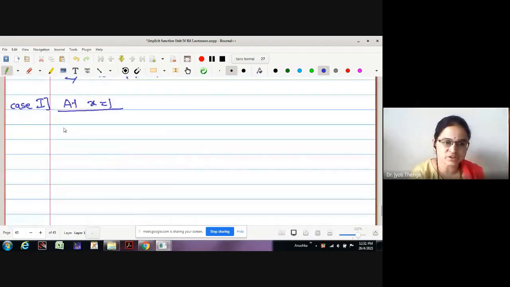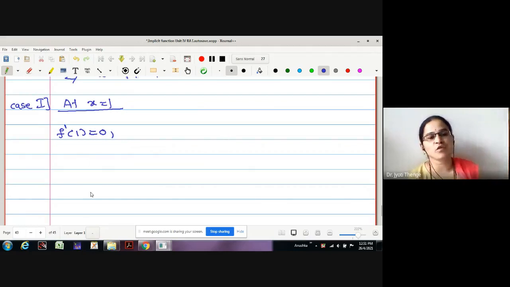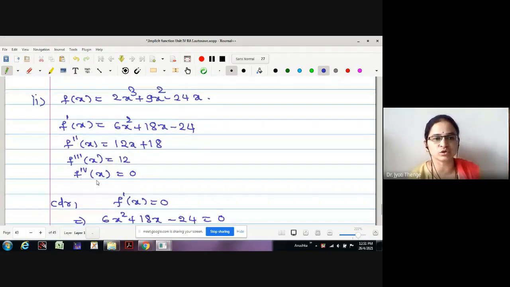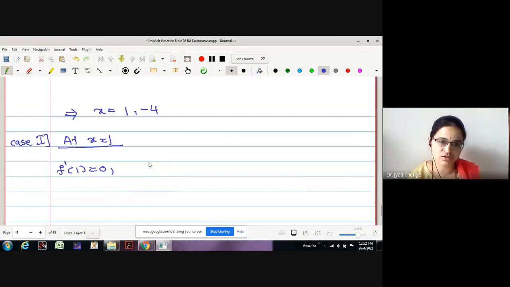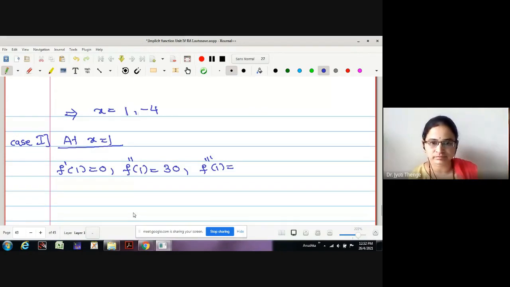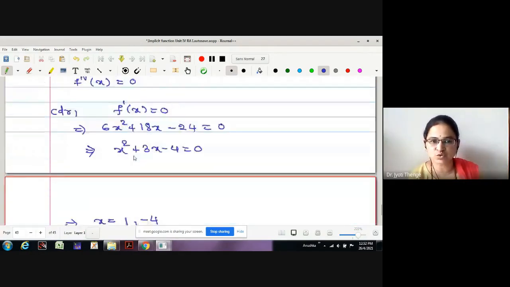Now, no doubt, f dash of 1 is equal to 0. Let me check the nature of all the higher order derivatives at x equal to 1. What about f double dash of 1? 12 into 1 plus 18. 12 plus 18, 30. F triple dash of 1, 12. F fourth of 1, 0. Right? F dash of 1 is 0. F double dash at the point 1 is 30. F triple dash at the point 1 is 12.